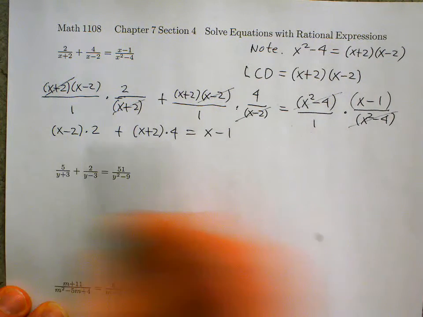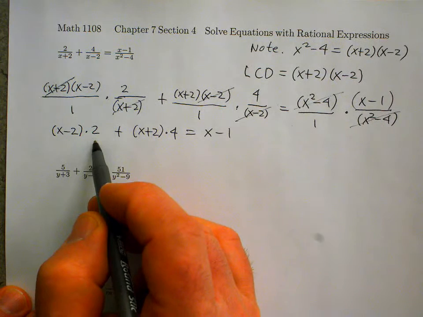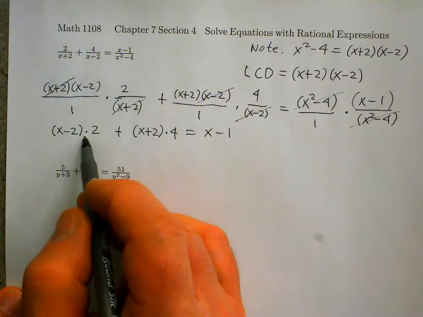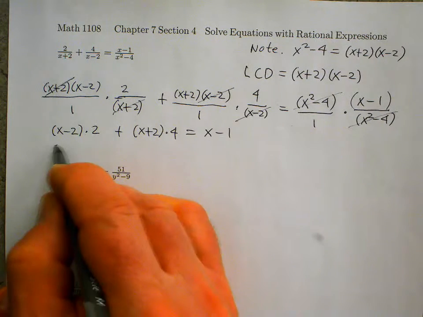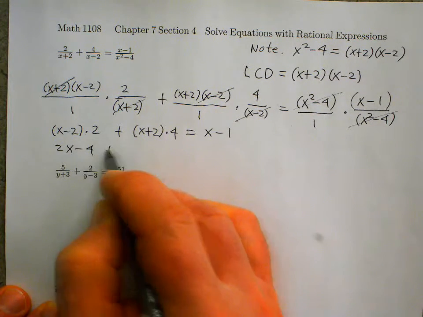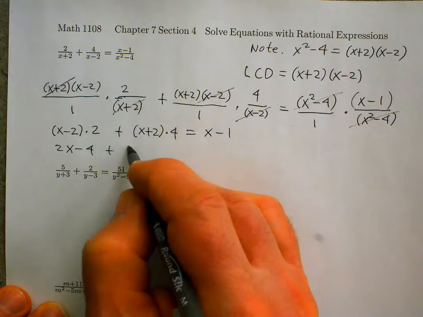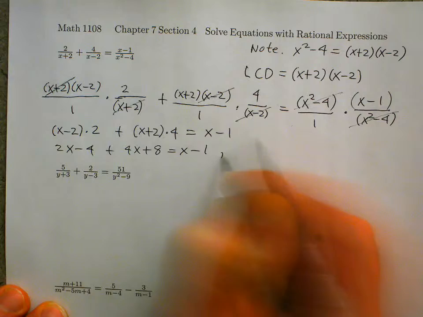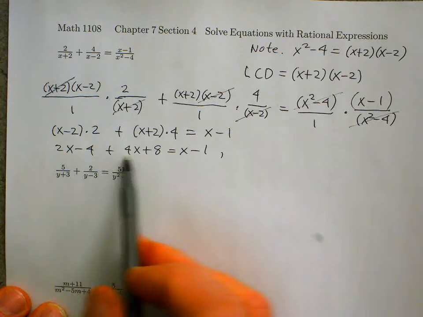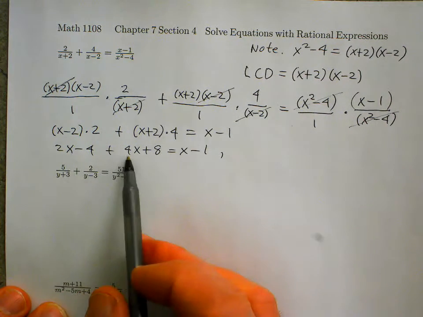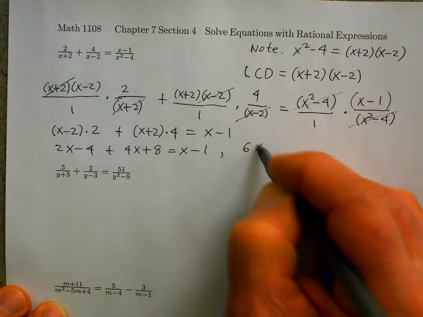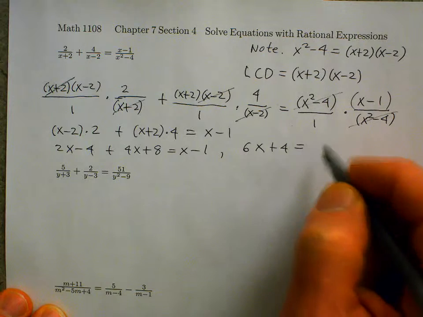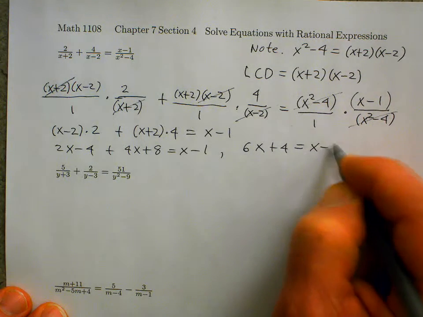And this equation is pretty easy to solve. We have to apply the distributive property a couple of times. x minus 2 times 2 is 2x minus 4. And then plus x plus 2 times 4 is plus 4x plus 8 equals x minus 1. We'll combine like terms on the left-hand side. 2x plus 4x is 6x. Minus 4 plus 8 is plus 4. And that equals x minus 1.